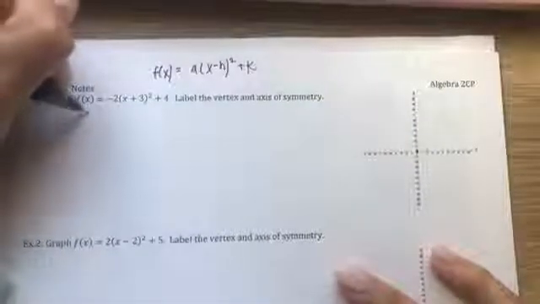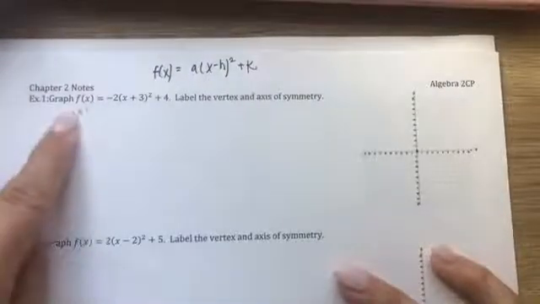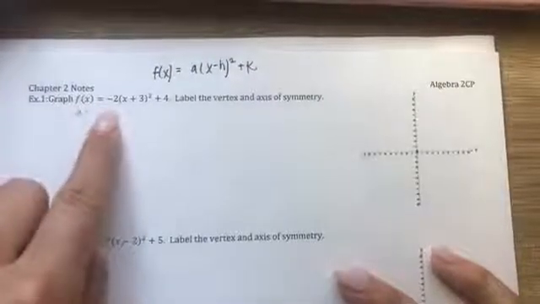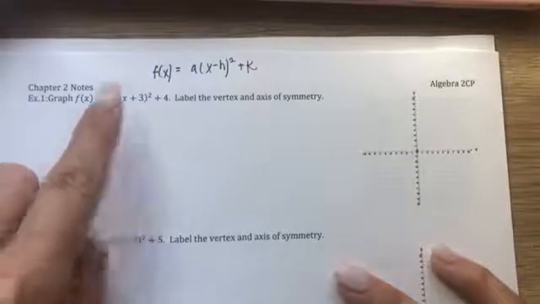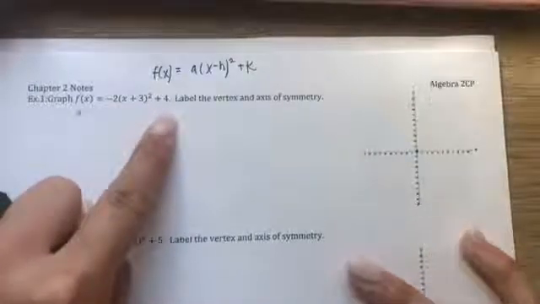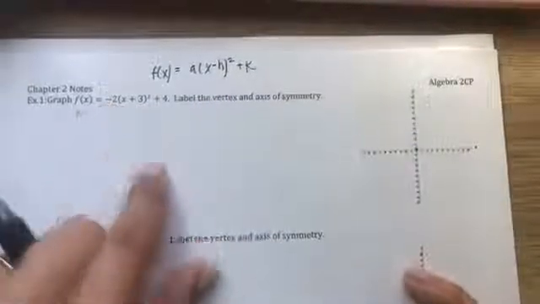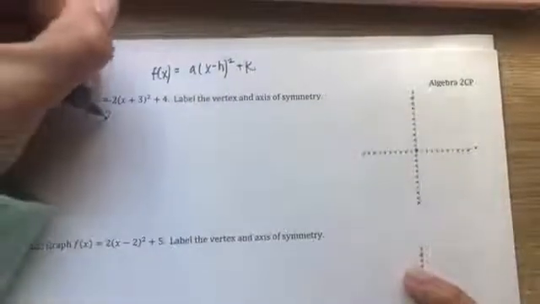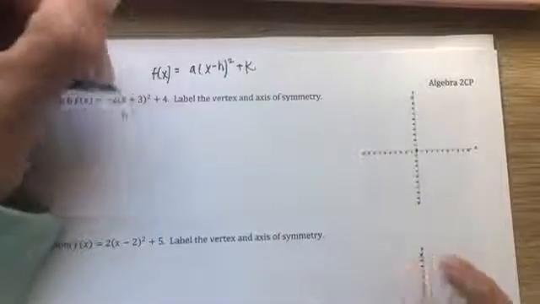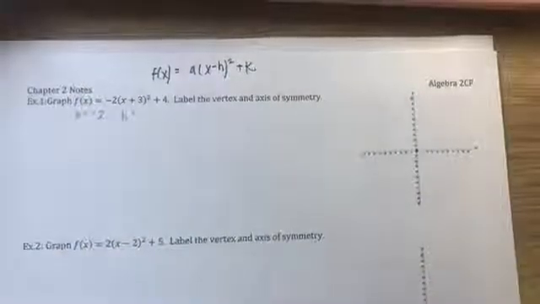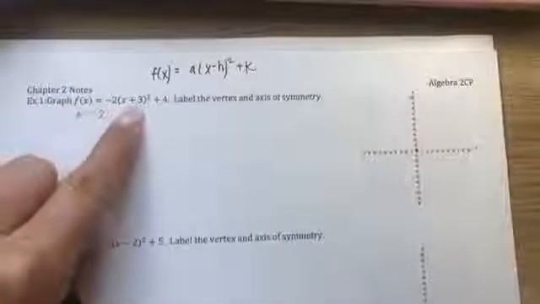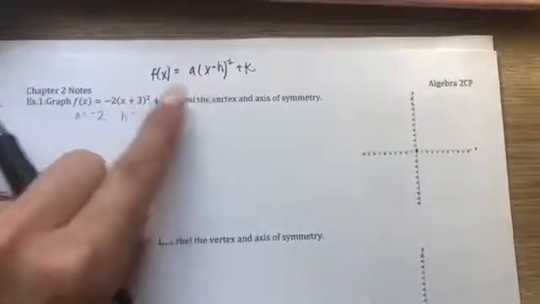So if we look at example 1, graph f of x equals -2 times x plus 3 squared plus 4. It says label the vertex and axis of symmetry. So a is always that coefficient on front, so a is -2. h is being taken away from the x value, so since we have an x plus 3 in here and there's normally a negative, that actually means there's a double negative in here. So h is -3. And then I have plus 4 after, so my k is +4.